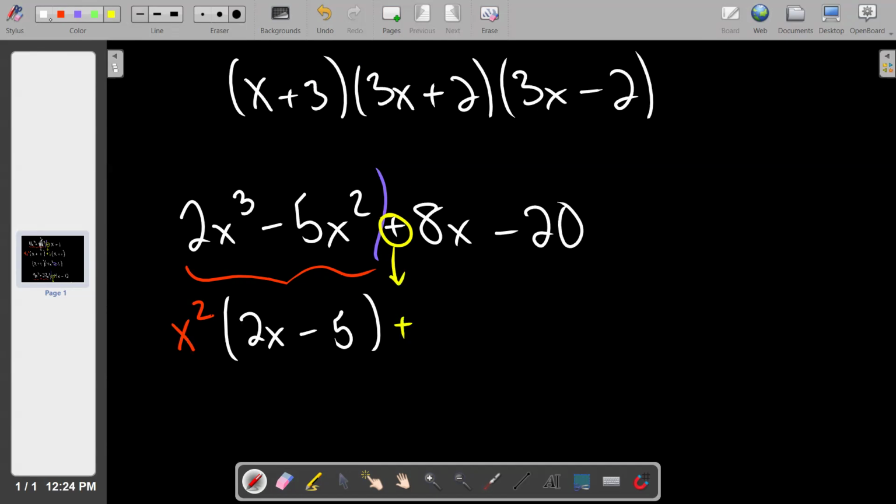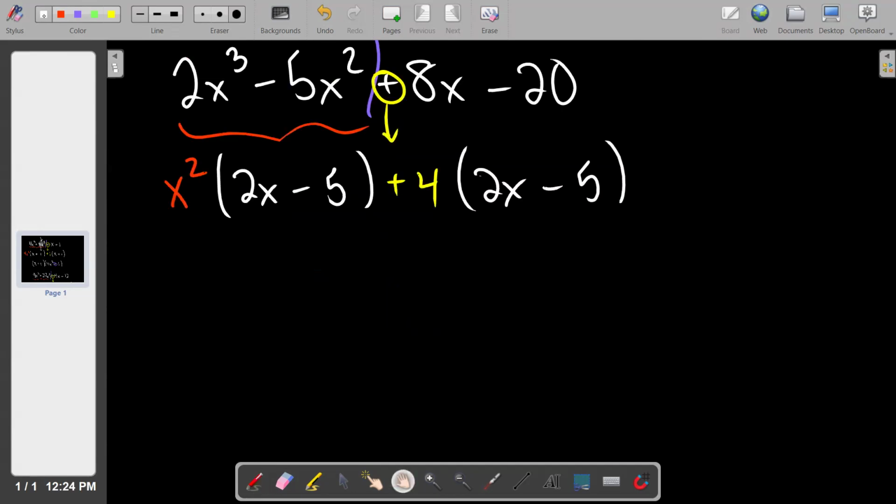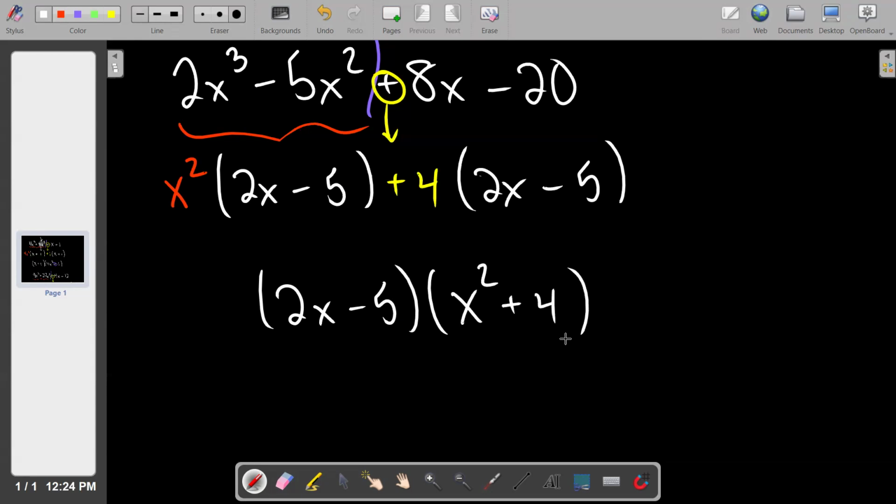And what can you get out of 8x and 20? 4. What does that leave behind? 2x minus 5, don't change the signs. And then they do match. And so you're like, woohoo, I must have done something right. So we have 2x minus 5 times red and yellow come together to make x squared. Are we done? Yes. Yes.